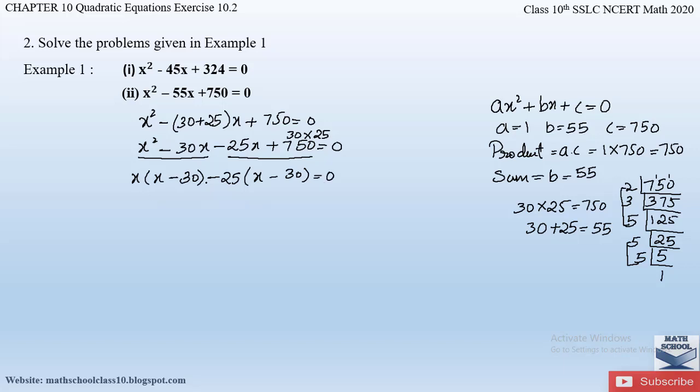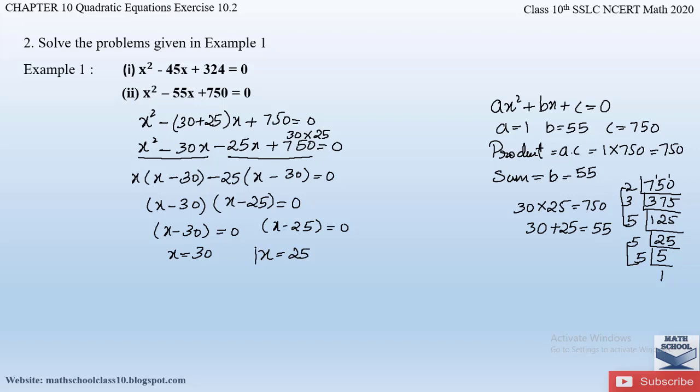So since these two brackets are same, we can go ahead and take common x minus 30. What is left behind? x minus 25 is equal to 0. Now let us equate each of these brackets to 0, x minus 30 is equal to 0 and x minus 25 is equal to 0. So we will get x is equal to, when minus 30 goes to the right hand side, it is plus 30 and x is equal to 25. So we have got the two roots, that is x is equal to 25 and x is equal to 30 for the solution from example 1.